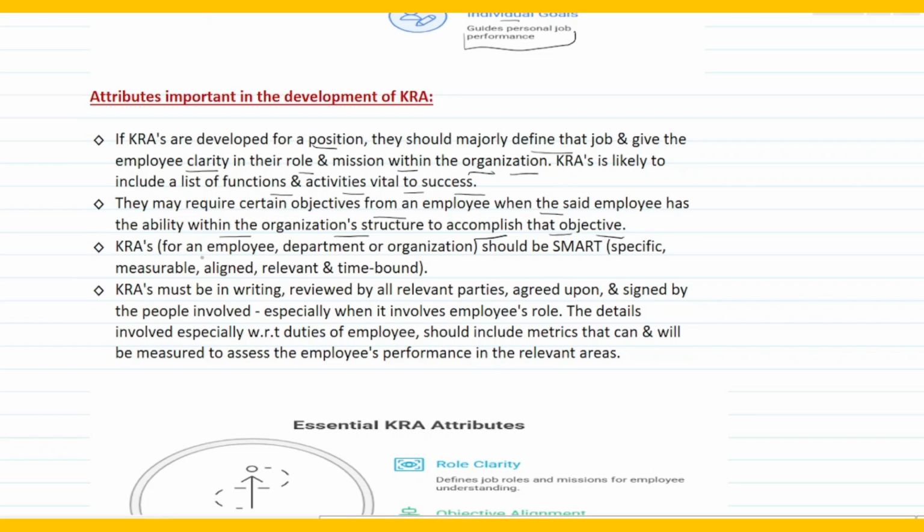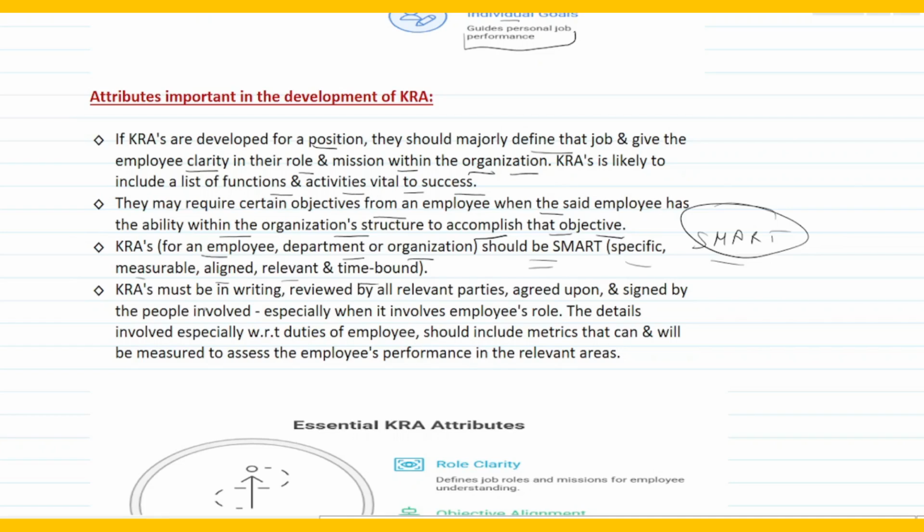Now KRAs for an employee, department or organization should be SMART. So please remember the SMART. The SMART is something which I have already covered in the previous topic also. SMART stands for specific, measurable, aligned, relevant and time bound, right? If you have not seen my videos before, please check it out. SMART has been beautifully defined with an example also.